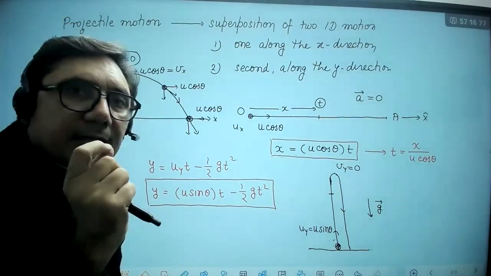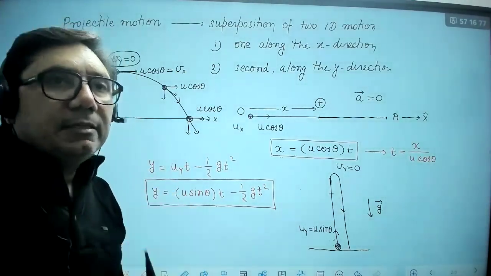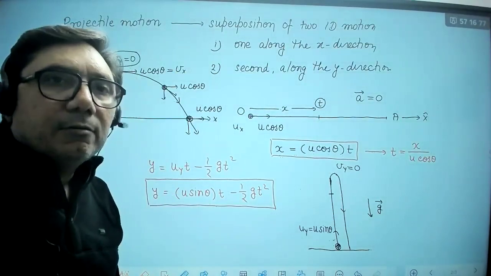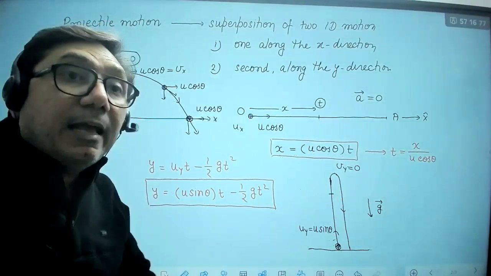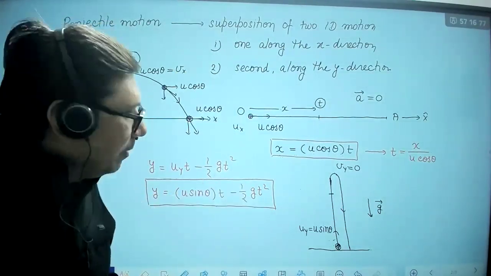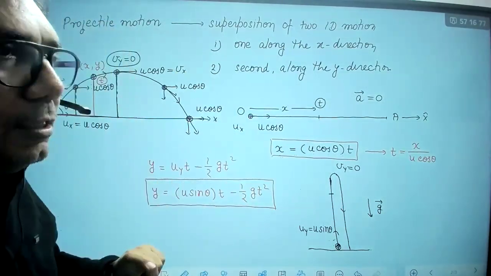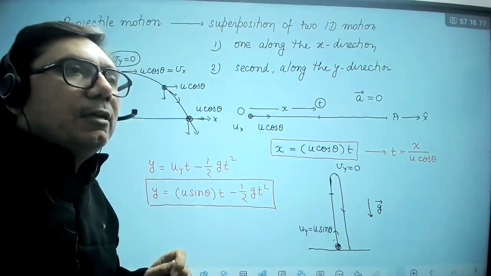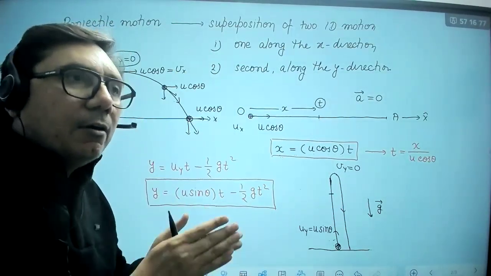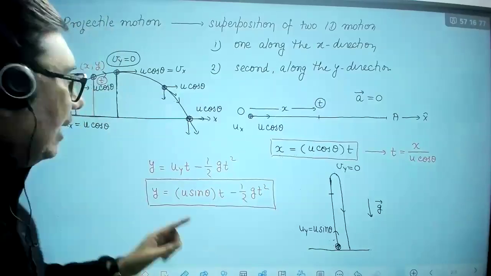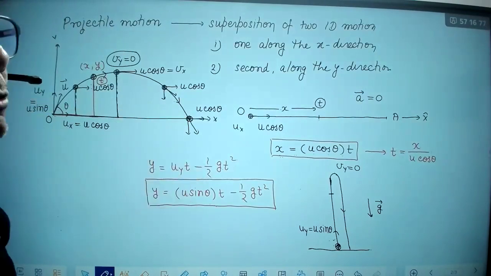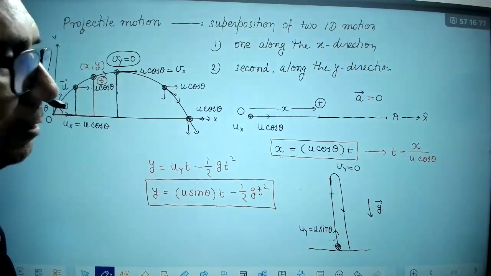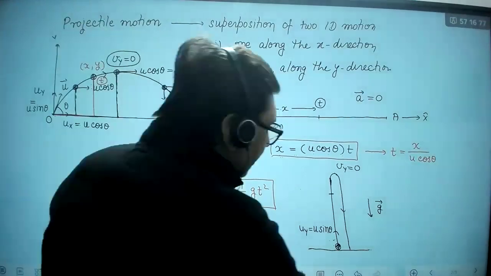Whenever you are finding the trajectory, you have to eliminate t. You have to find the correlation between x and y. By eliminating t in these two equations, I am going to establish a correlation between x and y: how y changes with x. As you change the x coordinate, how is y going to change? That equation is known as the equation of the trajectory.